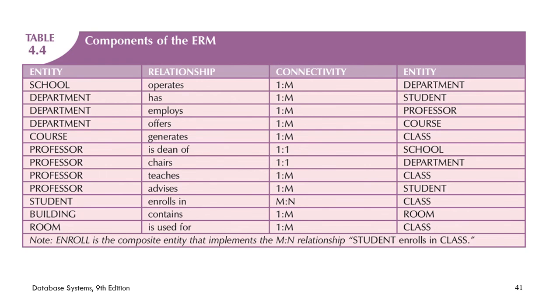The professor is dean of one and only one school. One professor cannot become a dean for multiple schools. This cannot be, so that's why the connectivity is one to many. And one professor chairs one and only one department. The professor cannot chair many departments at one time.